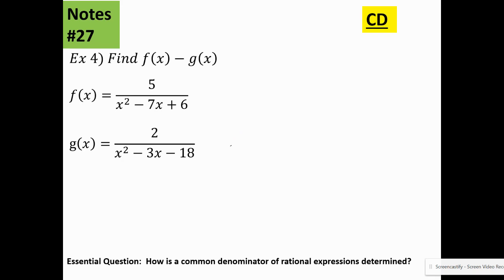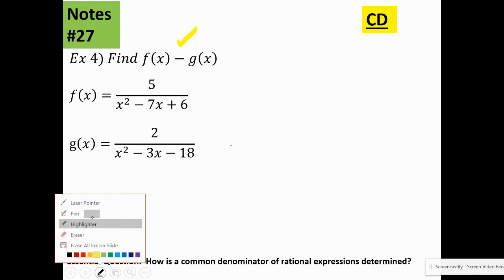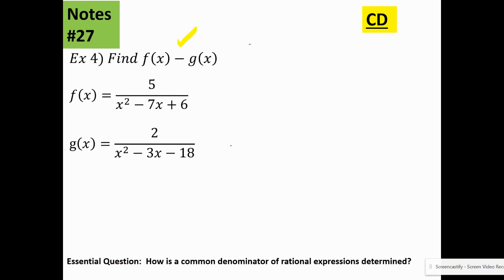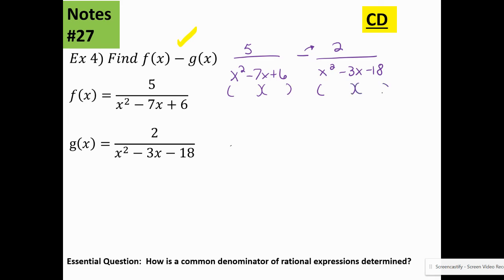Okay, this one we're going to have to factor both denominators, so it's a subtract problem. So let's get it set up. So 5 over x squared minus 7x plus 6 minus 2 over, and when you have a minus, draw the little arrow because you got to remember it's a negative 2, okay? x squared minus 3x minus 18. Now we got to factor these both so that we can find the common denominator. So I'm going to do that off to the side.